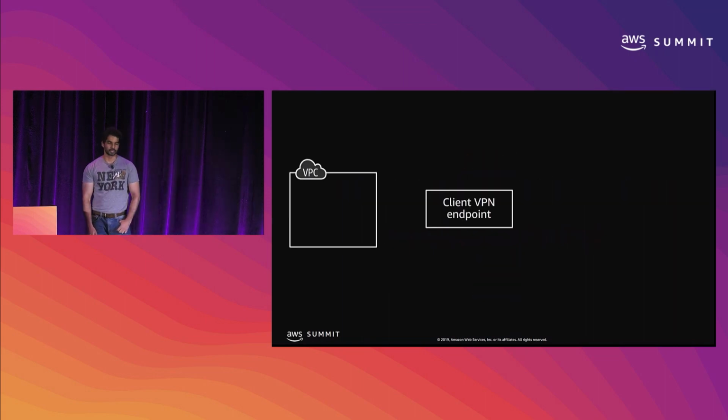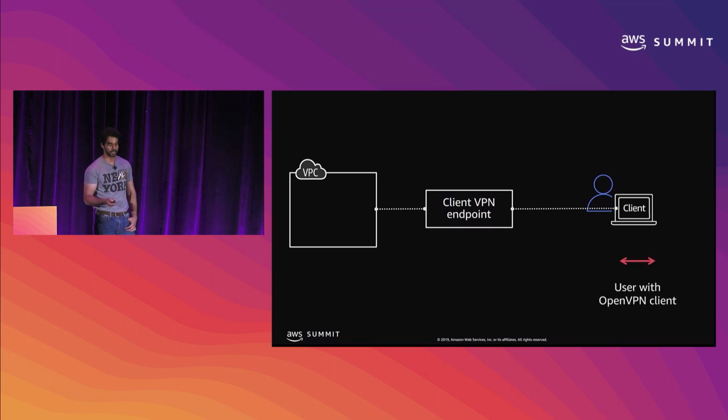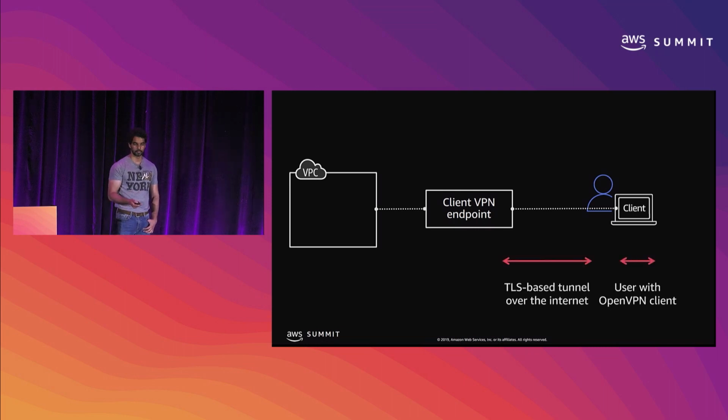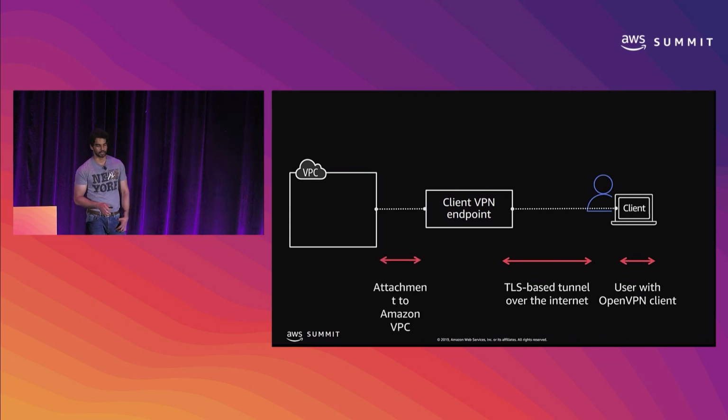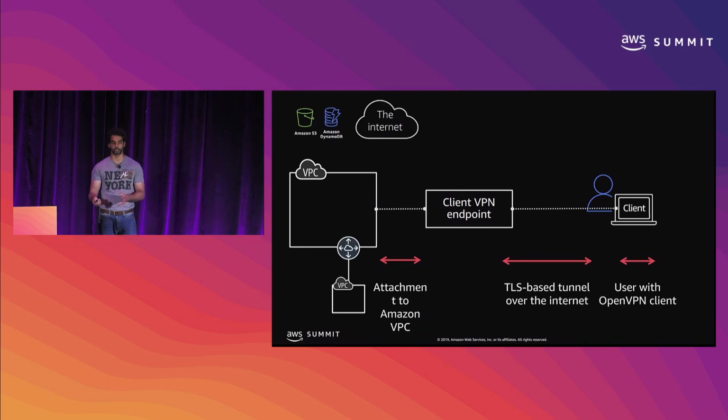We also have a second type of VPN endpoint. It's called client VPN. Till now, we were talking about site-to-site VPN. In a client VPN, you have a client, a mobile device or a laptop, and you want to connect that to your VPC infrastructure. So you can do that. You set up a VPN to the client VPN endpoint. This client VPN endpoint attaches to the VPC and gives you access to the resources in the VPC. All you need is an OpenVPN compatible client. You create this TLS-based tunnel over the internet, attach the VPN endpoint to the VPC, and you get access to the VPC and all the different resources attached to it.